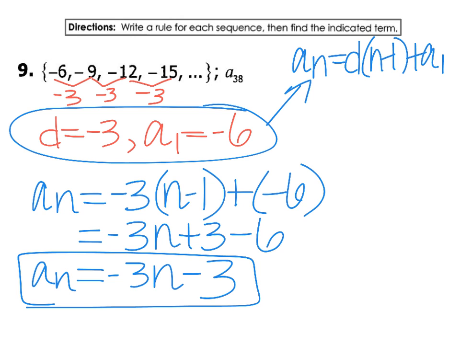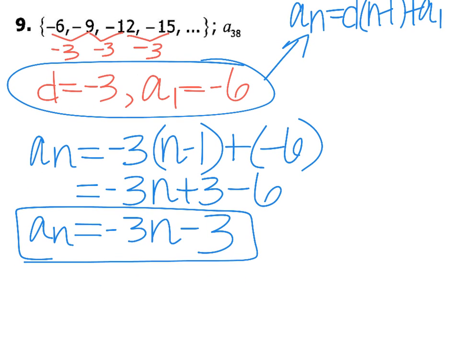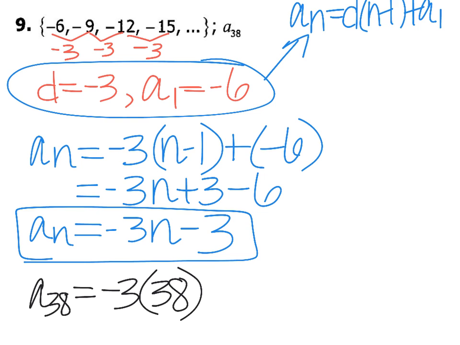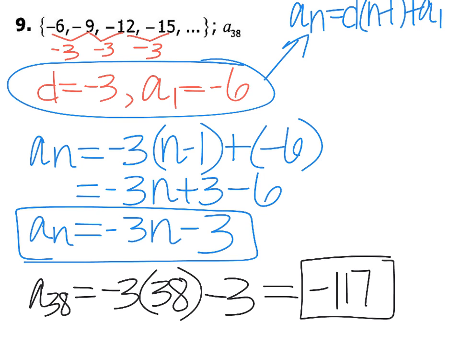Now, we need to find the 38th term, so we plug in 38 for n. So A sub 38, or the 38th term, equals -3 times 38, we're just plugging 38 in for n, minus 3. Plug this into your calculator, -3 times 38 minus 3, and we get -117. So we've got our rule right here, and we've got our 38th term, -117, and we're done.